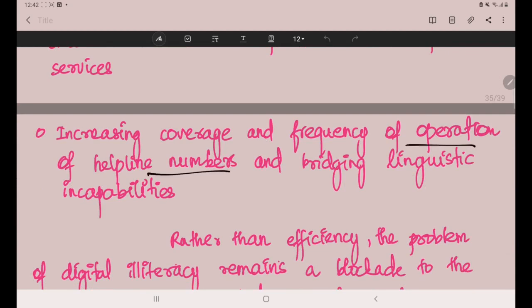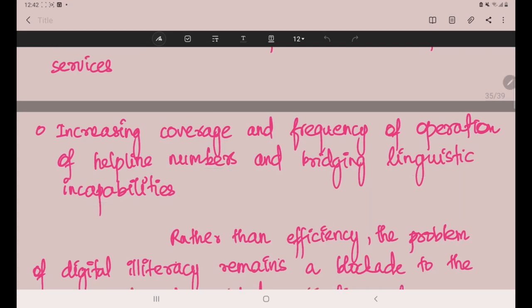Whenever there is a problem with regard to any public service delivery, people should be in a position to contact the respective authorities and get their doubts cleared, and it should be able to bridge the linguistic incapabilities. That is, apart from Hindi and English, the regional languages should also be incorporated in helpline numbers.